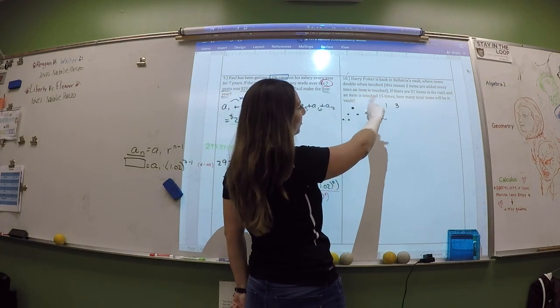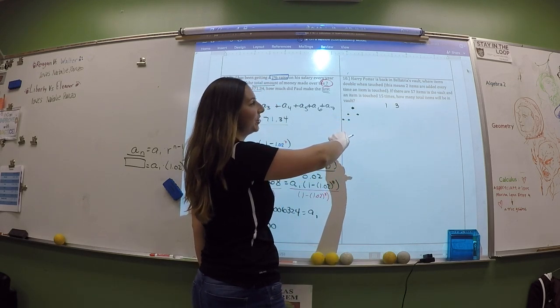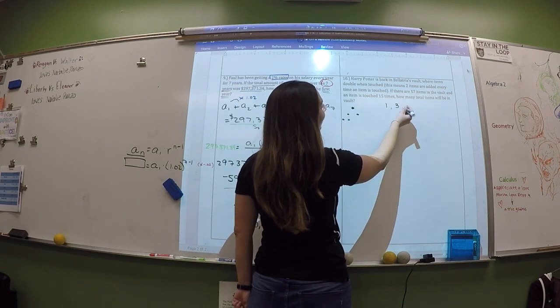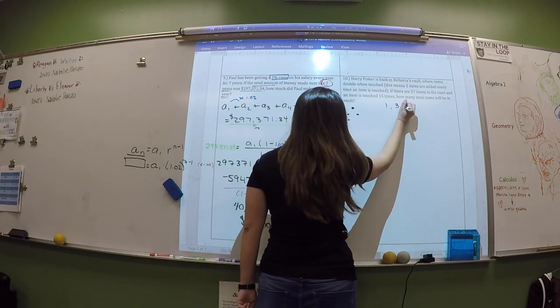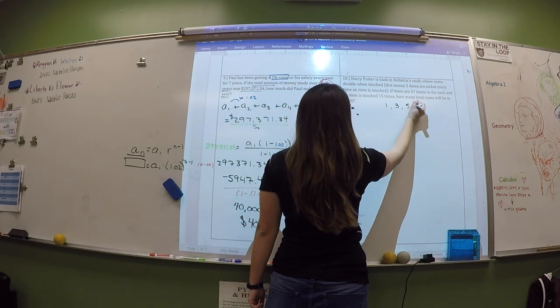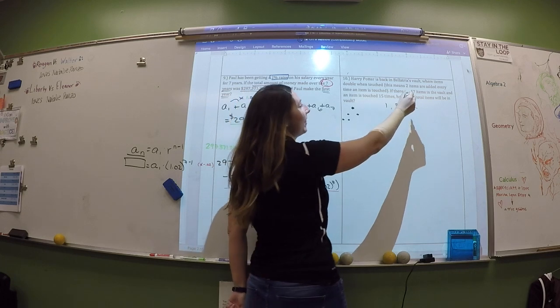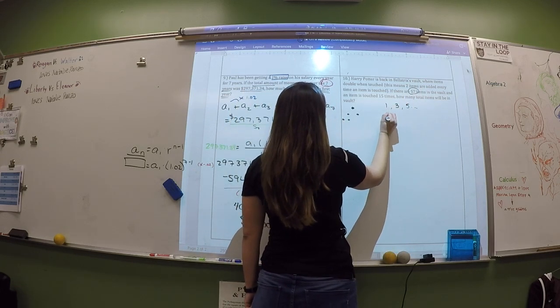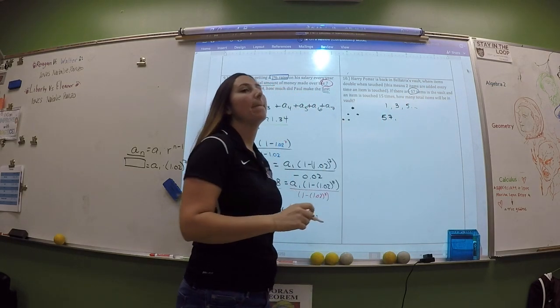2 items are added every time an item is touched, which means if you start with 1 item, then you're gonna add 2 items. I was trying to make it arithmetic, and then you add 2, etc. But it says that we start with 57 items. How did you get 5?